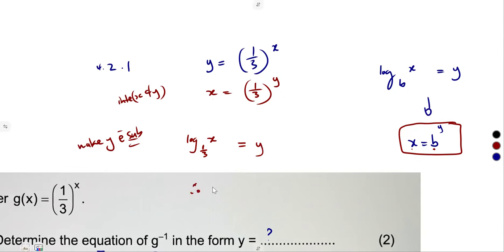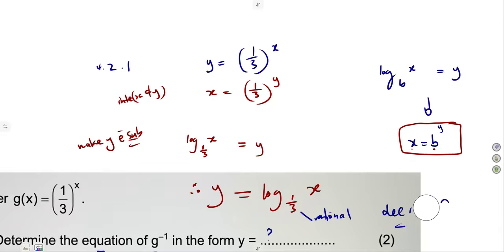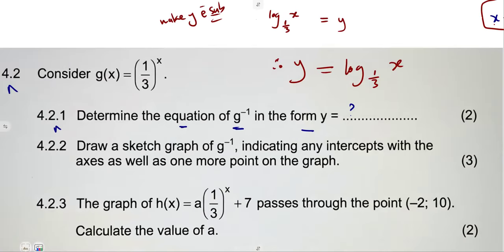So therefore, this is our inverse. y is equal to the logarithm of x in the base of a third. Just like that. Remember, we are dealing with the logarithmic function, and 1 over 3 as a base. Whenever there is a rational base like that, it means we are dealing with a decreasing function. That logarithmic function is decreasing. So you must also understand that, because look here, they want you to draw it on 4.22.